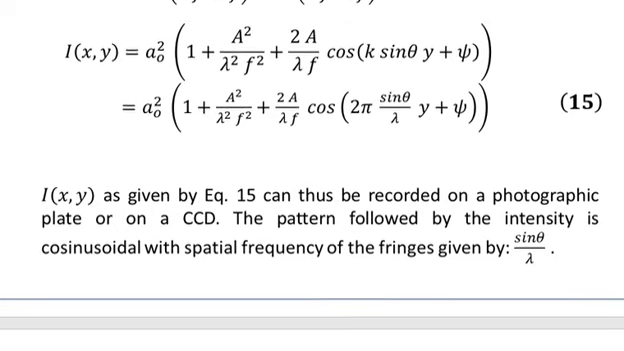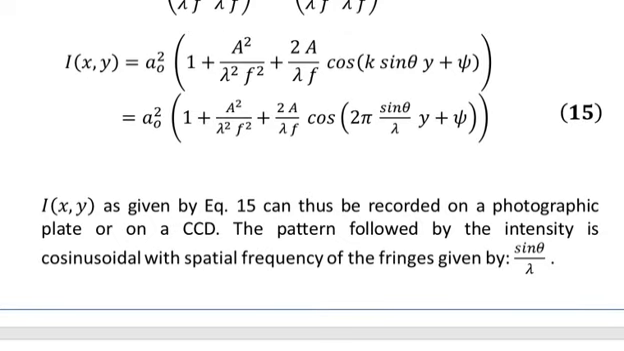Now I of xy as given in equation number 15 can thus be recorded on a photographic plate, or on a CCD camera. The pattern followed by the intensity is cosinusoidal, with the spatial frequency of fringes given by sine θ over λ. So you see that by setting the value of angle θ, you can change the spatial frequency of the fringes in equation number 15.